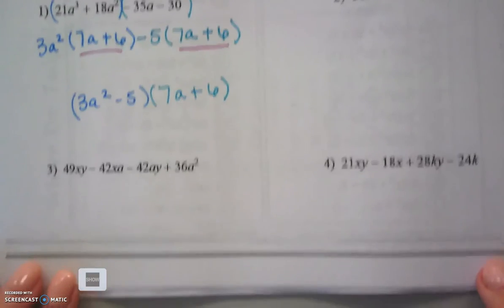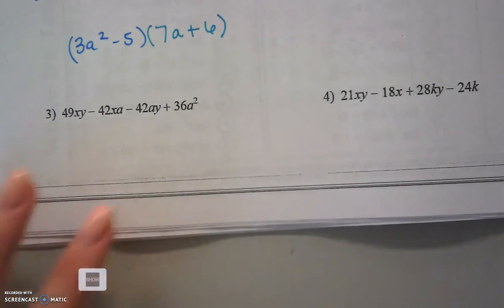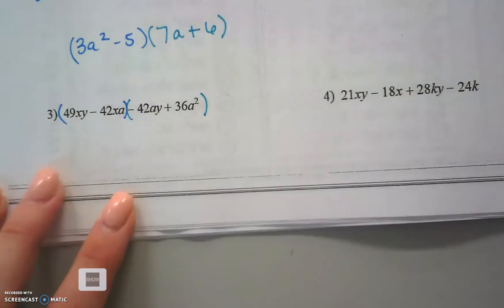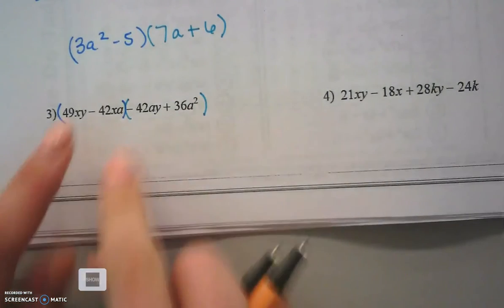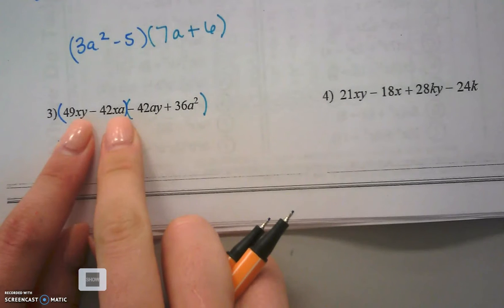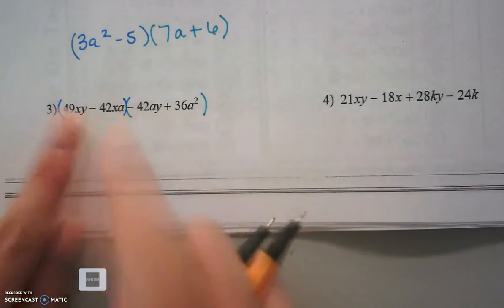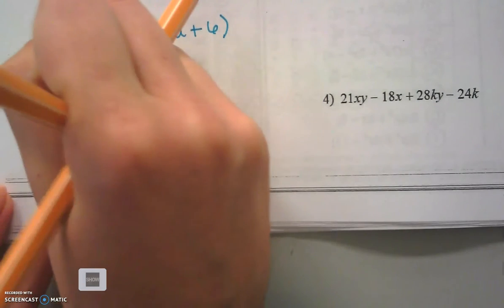We still have 4 terms, so we'll still factor by grouping. I'm going to group my first 2 terms and my last 2 terms here. 49 and 42, that's a 7. But as you'll notice, I have an xy and an xa. Well, the only thing in common between those 2 are the x's. So I'm going to take the x out. That's going to leave me with a 7y minus a 6a.